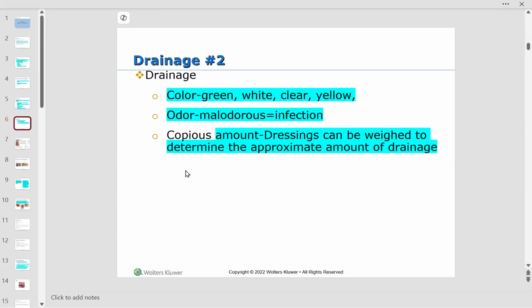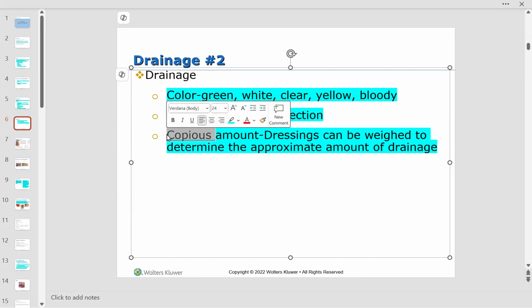The color can be green, can be white, can be clear, can be yellow, can be bloody, right? If it has a bad odor, malodorous, that's usually a sign of infection. And copious amounts, if they're draining a whole lot, that can be weighed to determine the approximate amount of drainage.